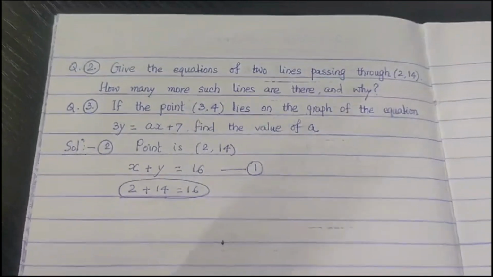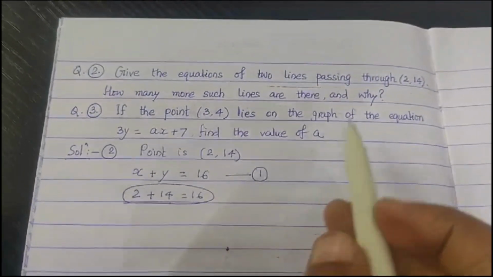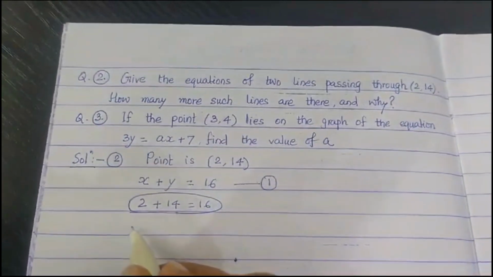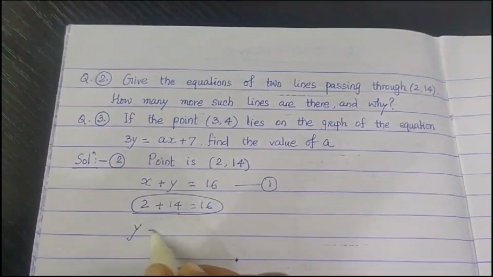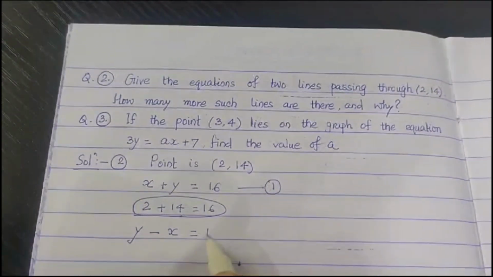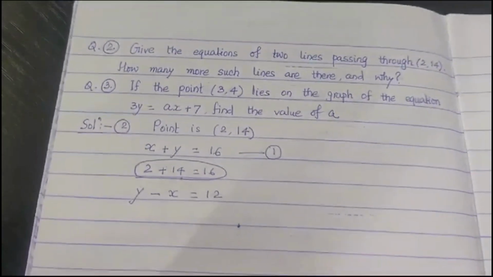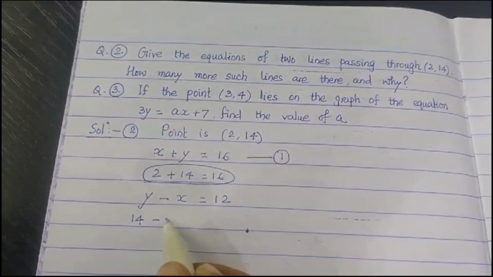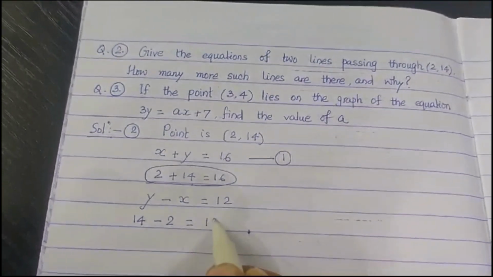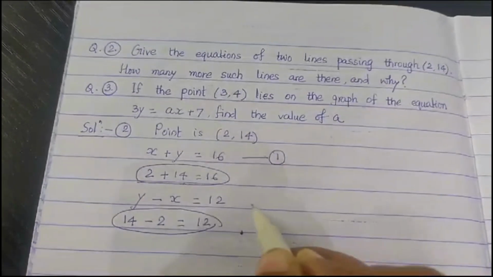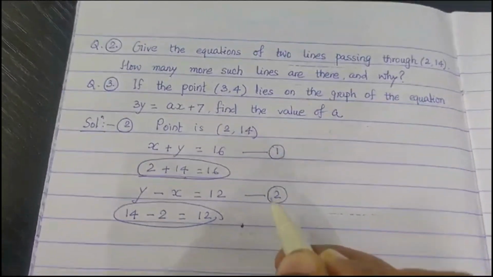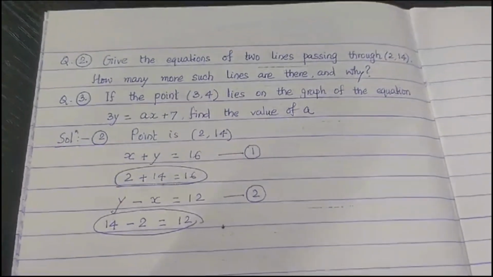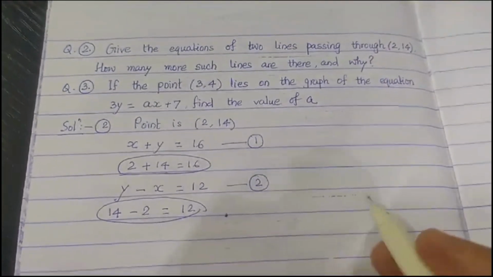Now, like this, you have to think of another equation which will satisfy this point, x is 2 and y is 14. If we think that y minus x is equal to 12, this will also satisfy this point, because y is 14 and x is 2. So 14 minus 2 equals 12, it satisfies. So this will be the second equation. Like this we can find so many equations. Basically, there are infinitely many equations passing through one point.